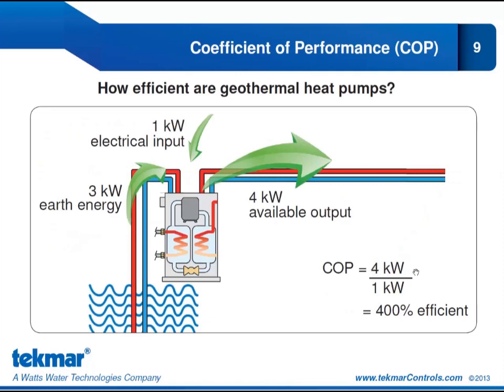So my COP is expressed as my available output divided by the electrical input. In this case, 4 kilowatts divided by 1 kilowatt, which works out to 400% efficiency. So geothermal systems are extremely efficient. Even high efficiency furnaces can't come anywhere close to this level of efficiency. And that really speaks to the popularity of geothermal heat pumps.